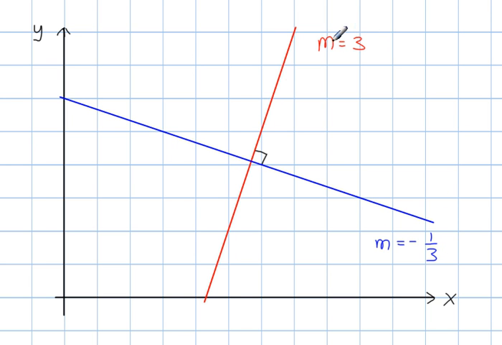So the gradients of lines which are perpendicular, like this, are related. So if you start off with one line that has a gradient of m, then the line that's perpendicular will have a gradient of -1/m. So you change the sign, and then you do 1/m. So for instance, you start off with a line that has a gradient of 3. So you take its reciprocal for the perpendicular line, and you change the sign.